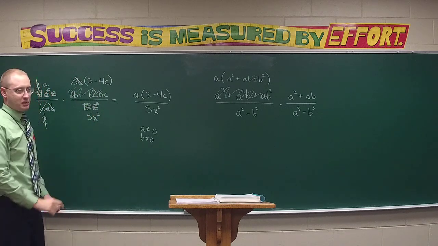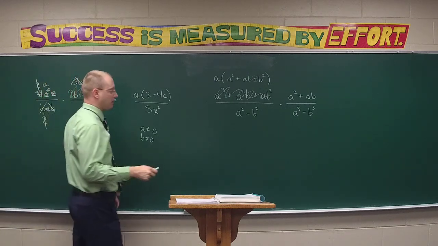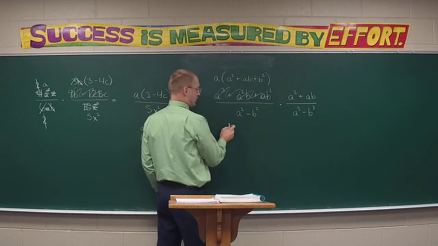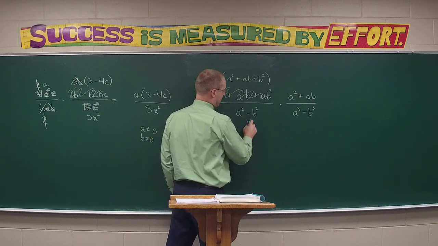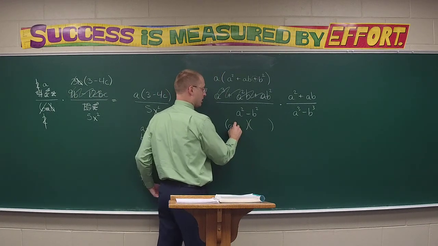Looking at the A squared minus B squared. Let's go to Abby. Difference of squares. Let's factor into conjugates. And we get A plus B times A minus B.